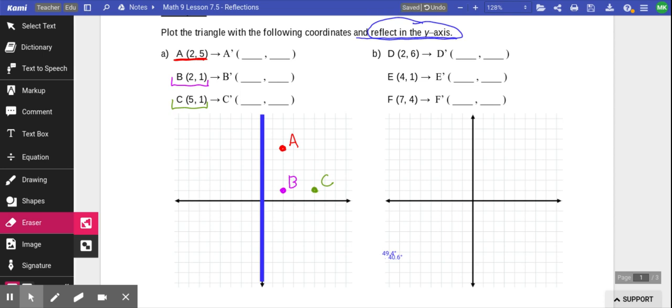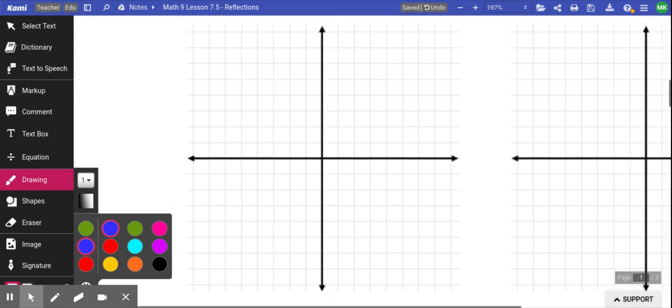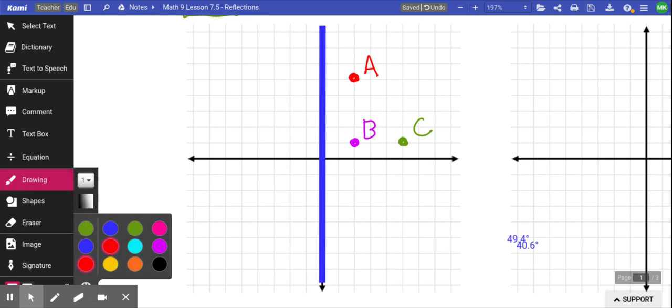Our goal is to reflect them in the y-axis. So that means you have to draw a line at the y-axis, which I've done, that nice big blue line. And you're going to take each point and you're going to figure out how far away that point is from our y-axis. So for instance, point A is 1, 2 away. That means when I reflect it, it's going to become 1, 2 away. And A is now over there. And we call it A prime because we've moved it.